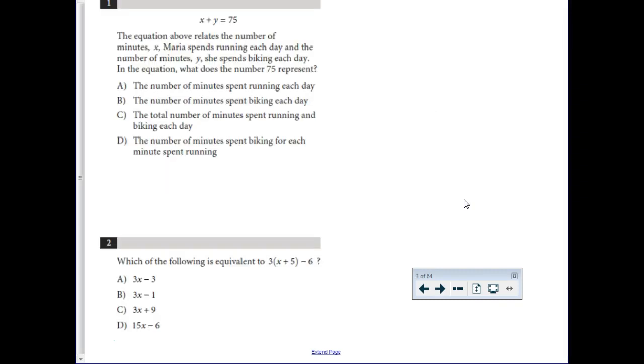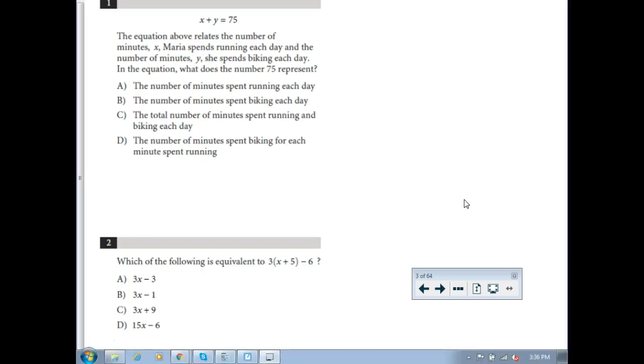And number 1, oh, not too bad. You got a nice linear equation here. So the equation above relates the number of minutes, X, that Maria spends running each day, and the number of minutes Y that she spends biking. So adding biking plus running, what does the number 75 represent? That was actually a really easy question if you don't get bogged down by the words. It would be the number of minutes spent running and biking each day.